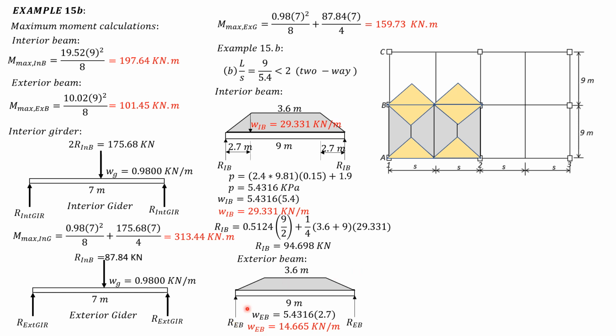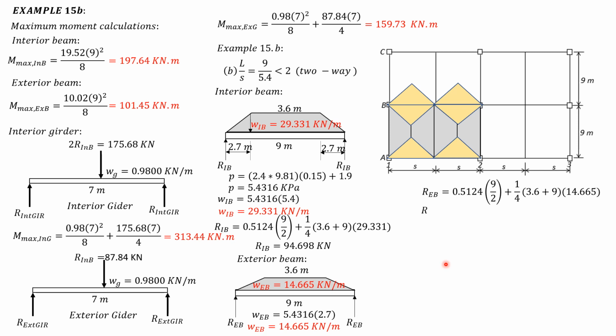Then the reaction is again half the weight of the beam, so 0.5124 times 9 over 2 plus 1/4 of the quantity 3.6 plus 9 times height 14.665. Again, 1/4 is one half of the area of the trapezoid, which is one half again. So that's why one half is 1/4. So REB is 48.501 kilonewtons.